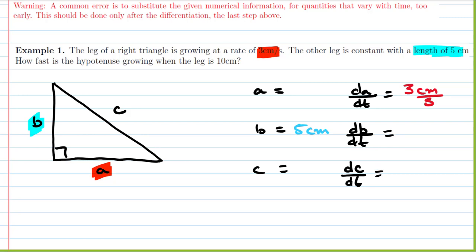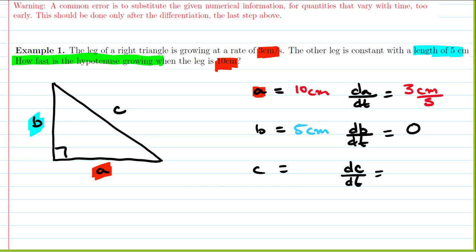Well, the derivative of a constant is going to be 0. Then the last part says, how fast is the hypotenuse growing when the leg is 10 centimeters? So this leg, we're told the other leg is 10 centimeters. So that's going to go here as well, right?